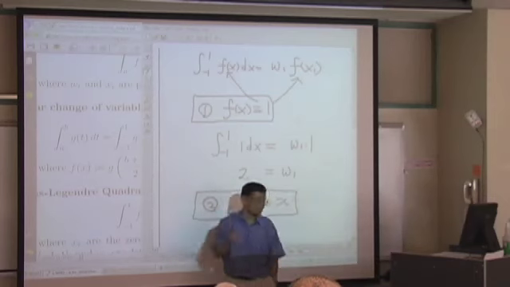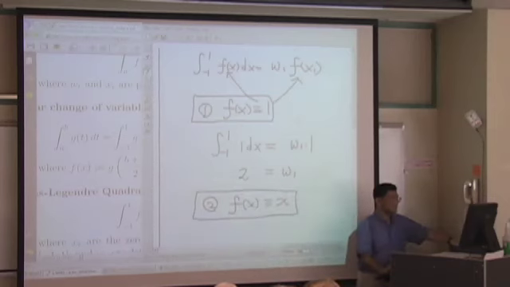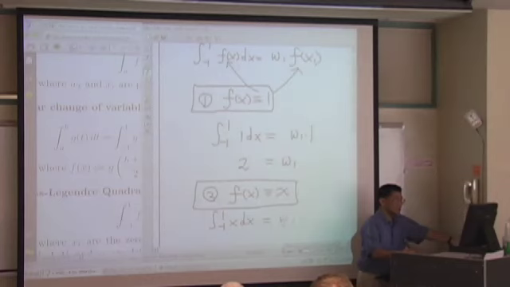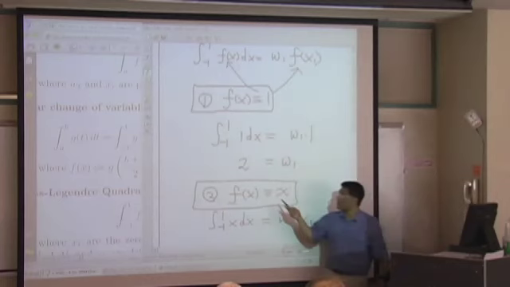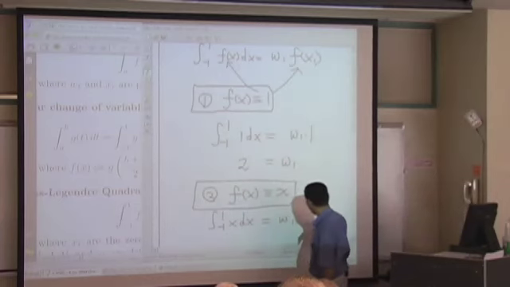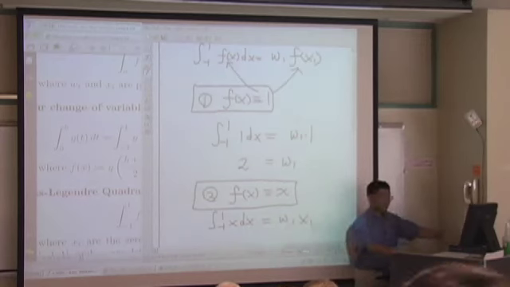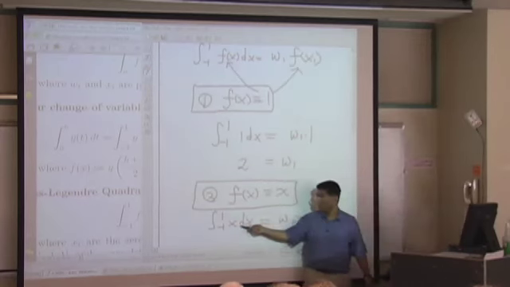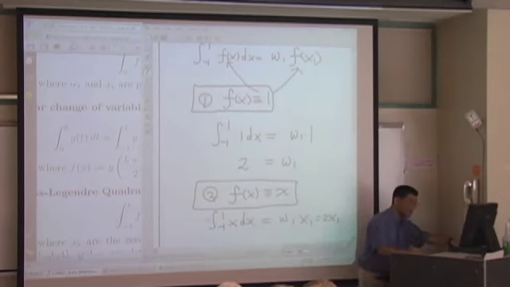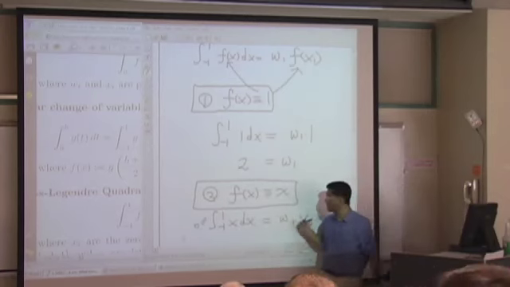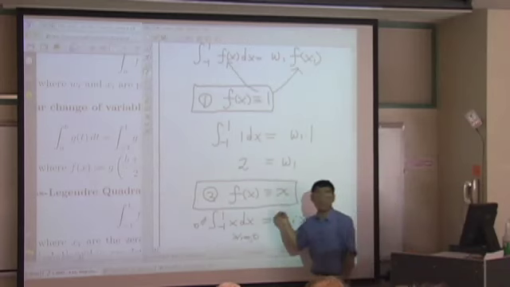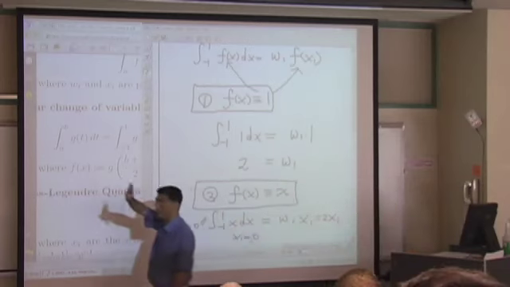So, let's use it. Then the left side is the integral from negative 1 to 1 of x dx, and the right hand side is w1 and then x1, right? Because f of x is x, so f of x1 is x1. And w1 is already found. If you do the integral of the left side, it's 0. This integral is 0. So x1 is 0 from this. People did this kind of calculation theoretically and derived those tables.